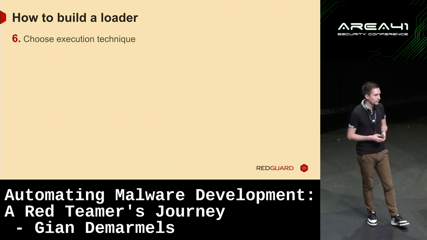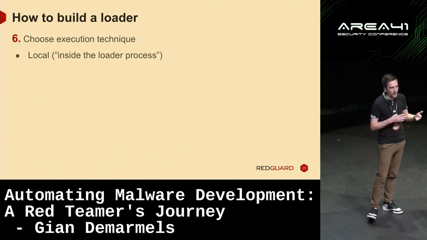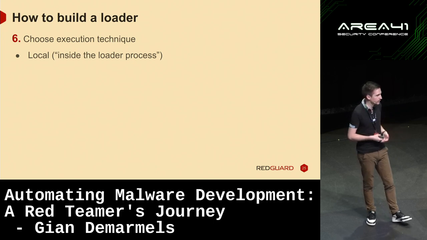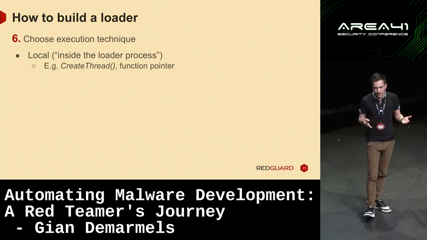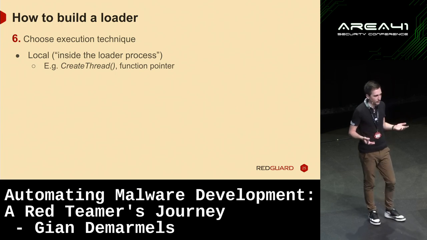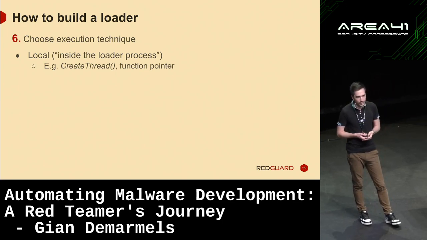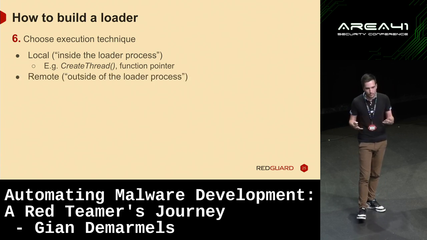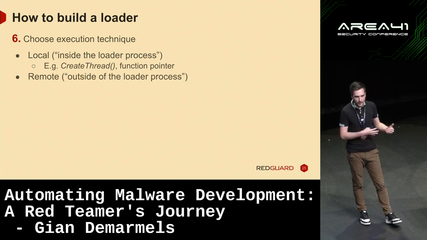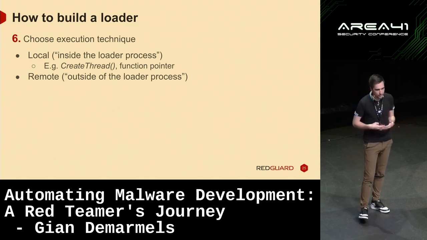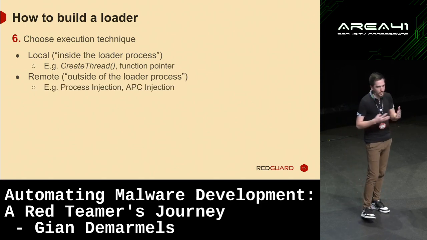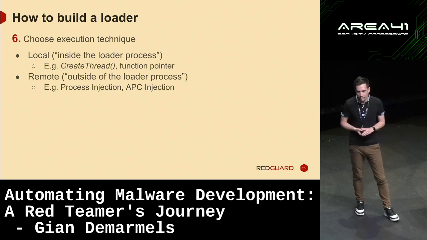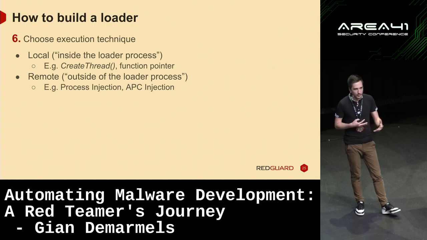And here we also have two possibilities. We can either execute it locally, meaning inside the loader's process. Simple examples are create thread or just a simple function pointer. Remote injection techniques on the other side are much more complex. Remote meaning in this context outside of the loader's process. The most popular examples are process injection and APC injection, which I think most of you already know.